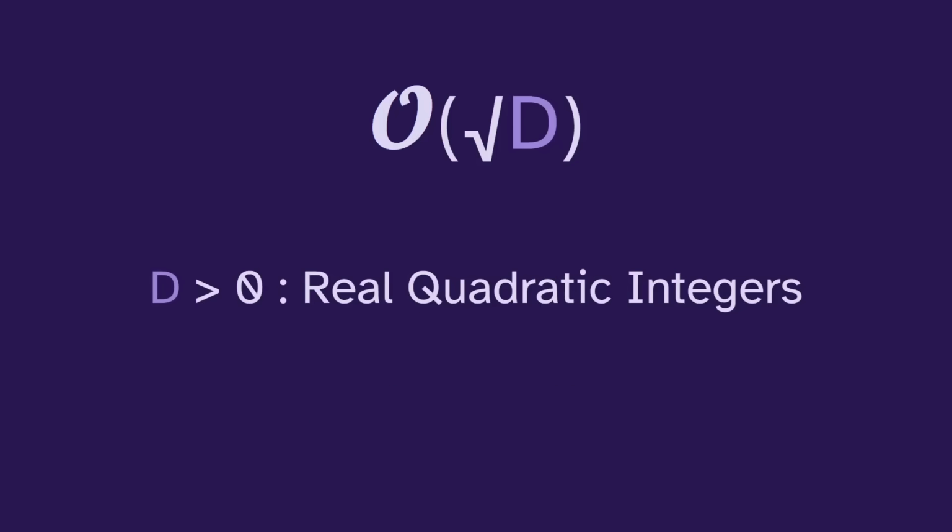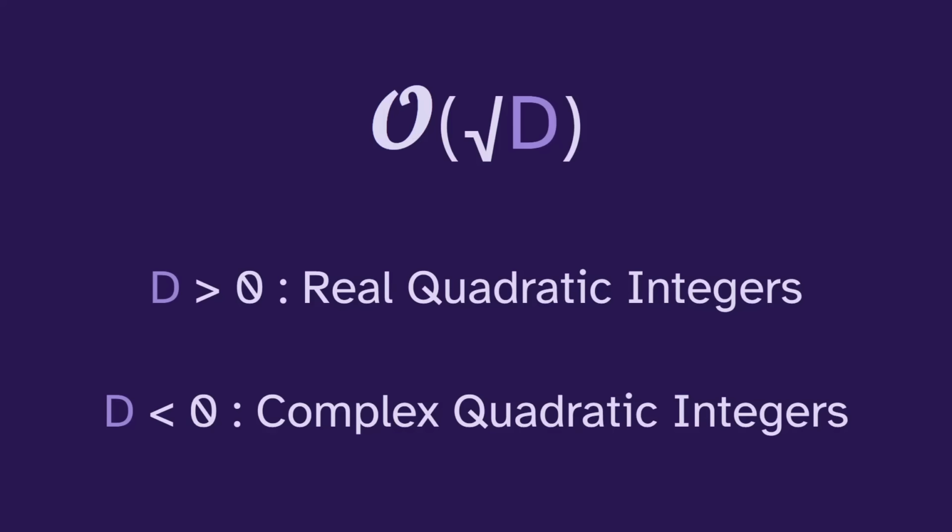The domains where d is positive are called the real quadratic integers, because the square root of a positive integer keeps us within the reals. And then the domains where d is negative are called complex quadratic integers, because we're taking the square root of a negative. And the complex quadratic integers are actually easier to work with.